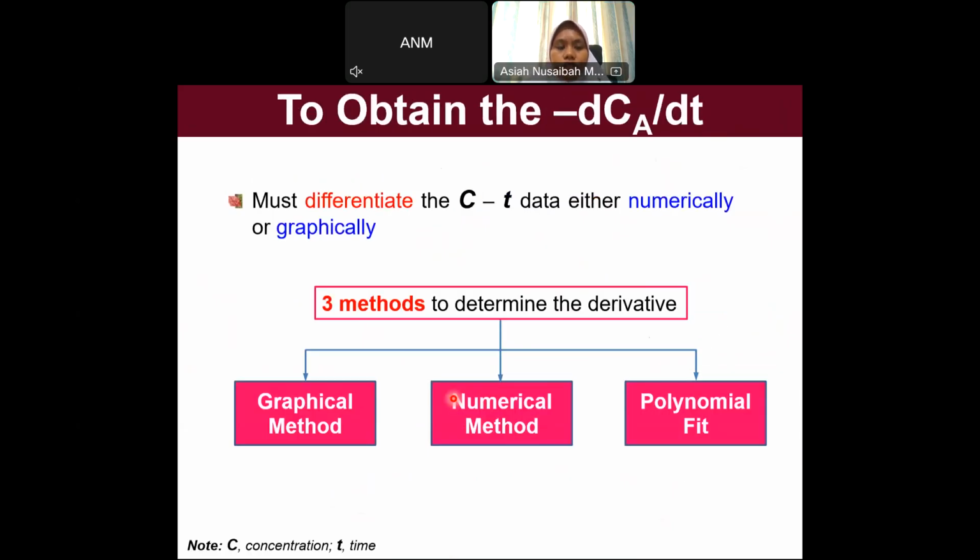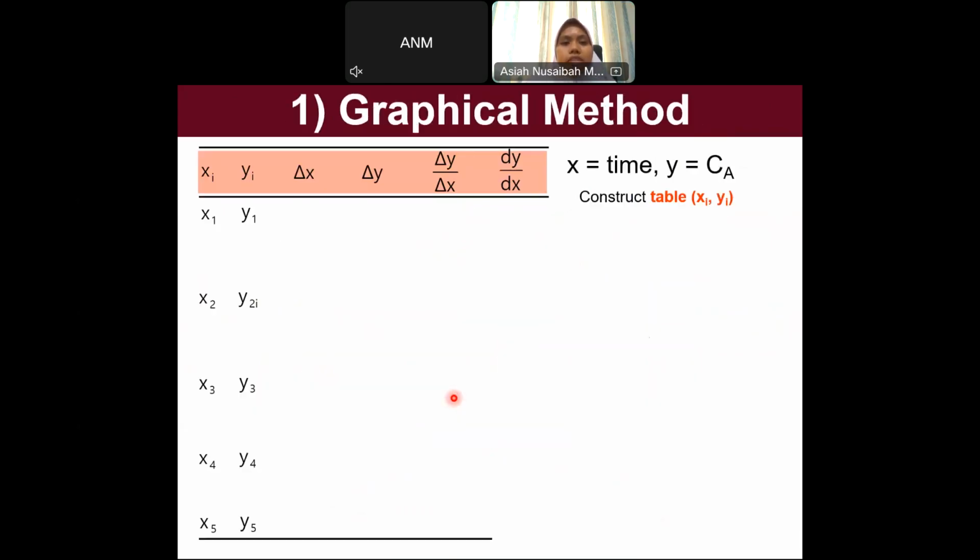Let's see the first differential method, which is called the graphical method. In the graphical method, in this table here, x represents time and y represents the concentration of A, because we are considering only one reactant, which is A. So we have to construct the table. We write down the values of x and y, which are usually given or we get from the experiment.